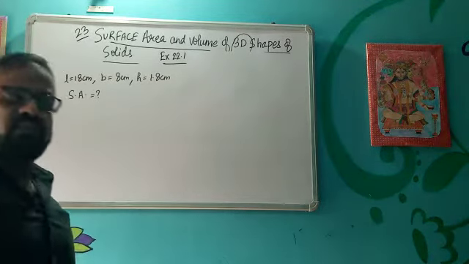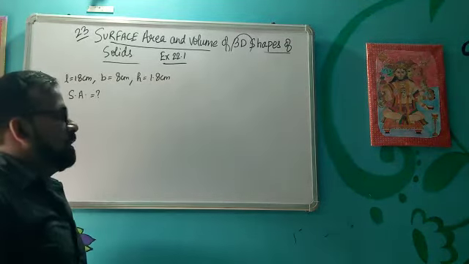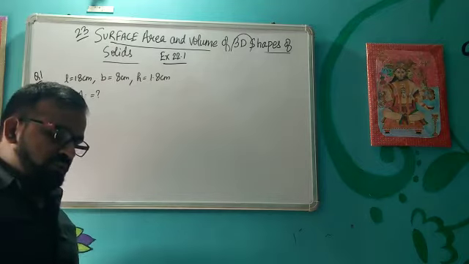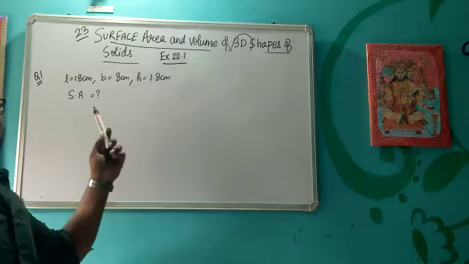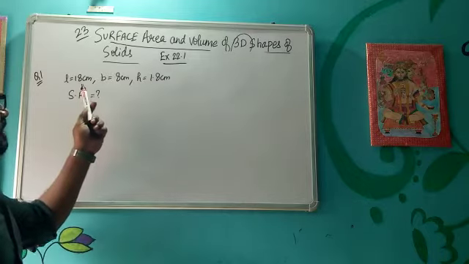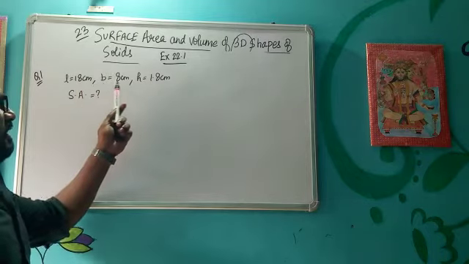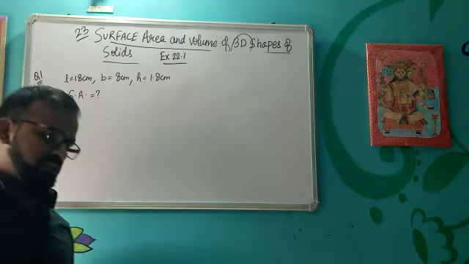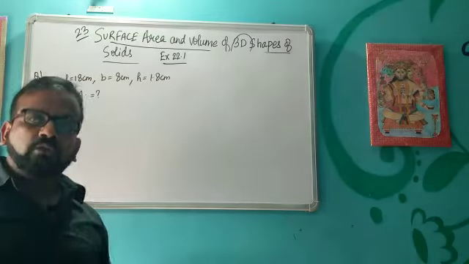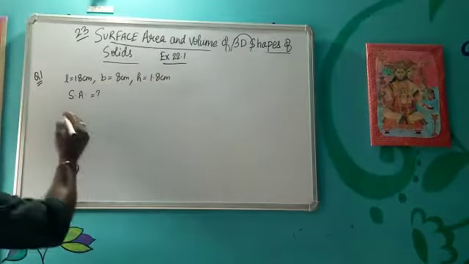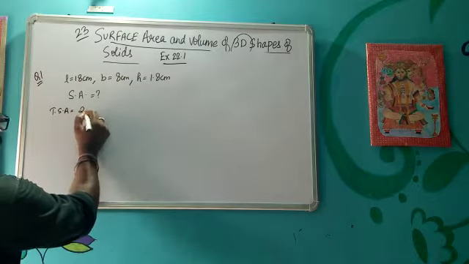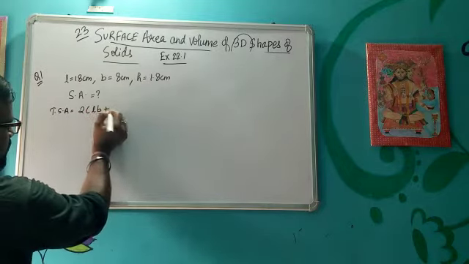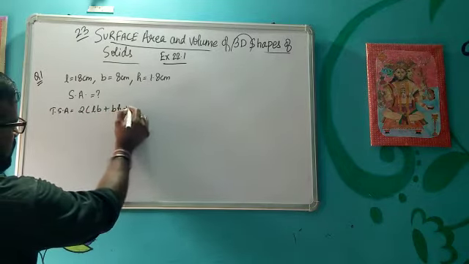Okay, so let's begin with the first exercise of this chapter 22.1. In the very first question we have to calculate the surface area of a geometric box whose length is 18 centimeter, breadth is 8 centimeter and height is 1.8 centimeter. So the formula that we will use is 2 into LB plus BH plus LH.